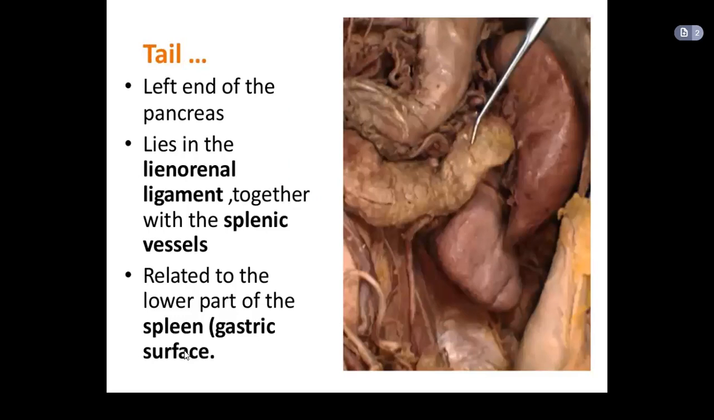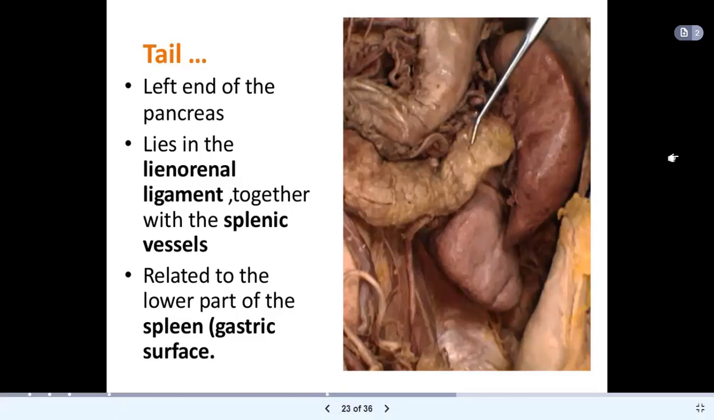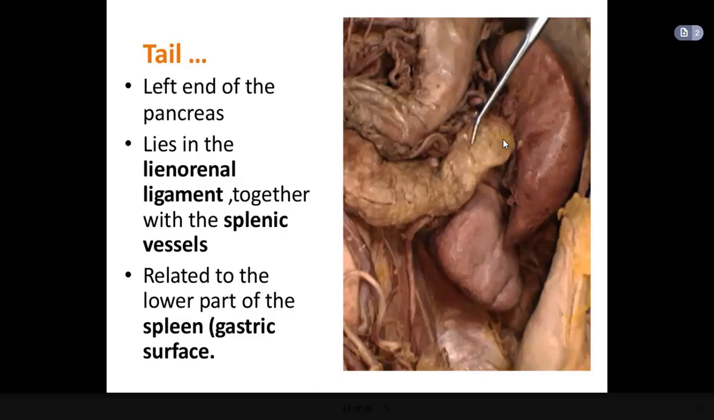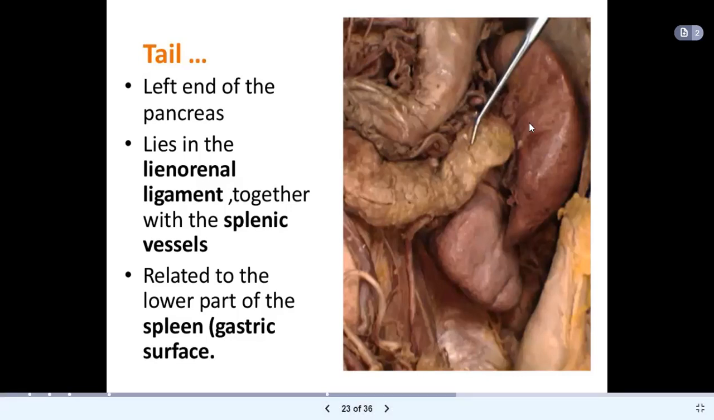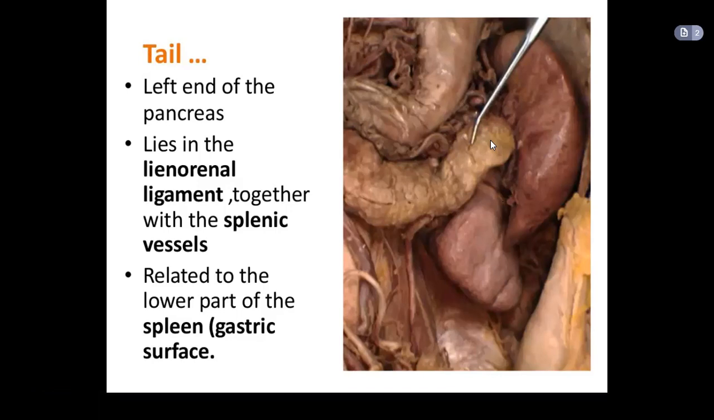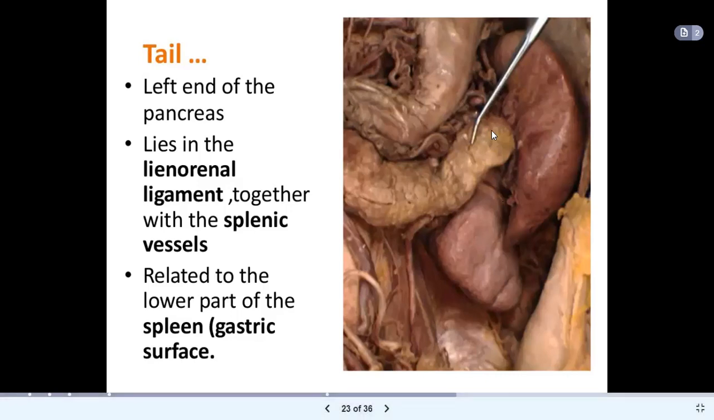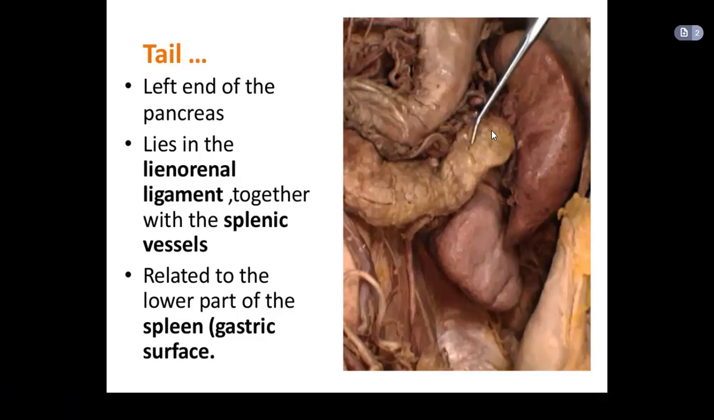Relations of the tail: in front, it is separated from the stomach by the lesser sac. Behind, it is related to the spleen and splenic vessels. Below, it is related to the left colic flexure. Peritoneal relations of the tail of the pancreas: it lies in the lienorenal ligament along with the splenic artery. What is the clinical importance of the tail of the pancreas? The pancreatic islets of Langerhans are more numerous in the tail of the pancreas.